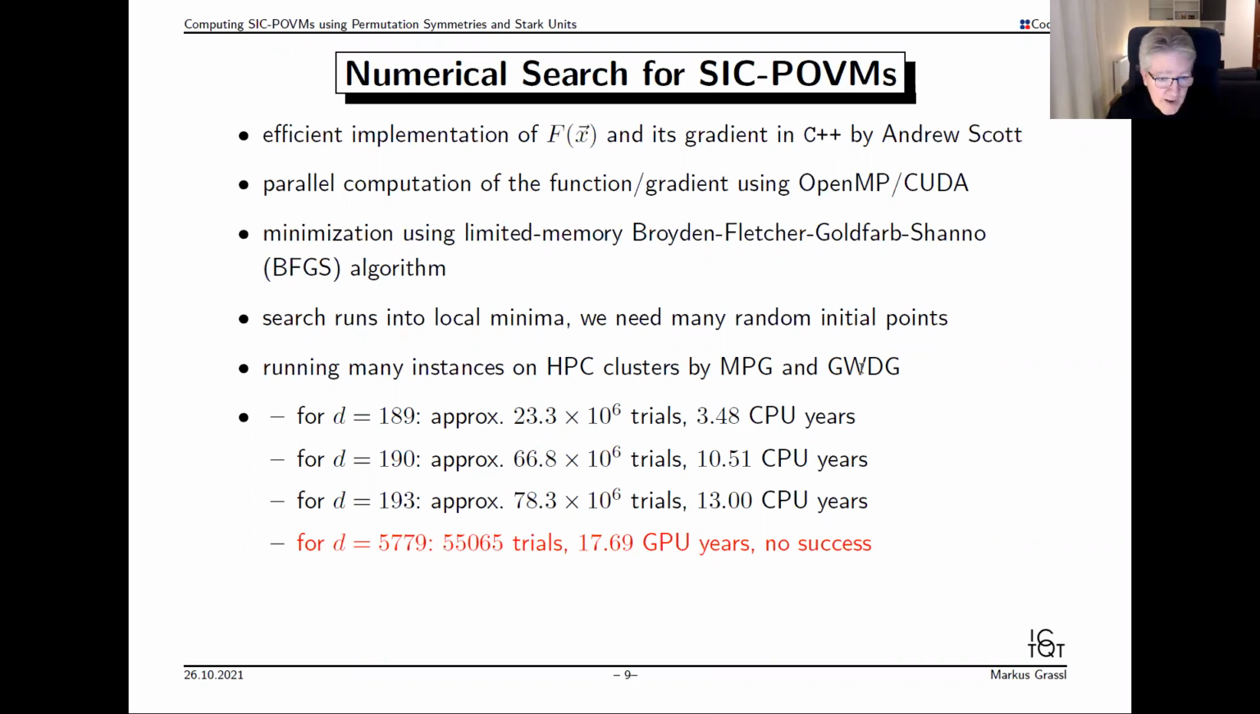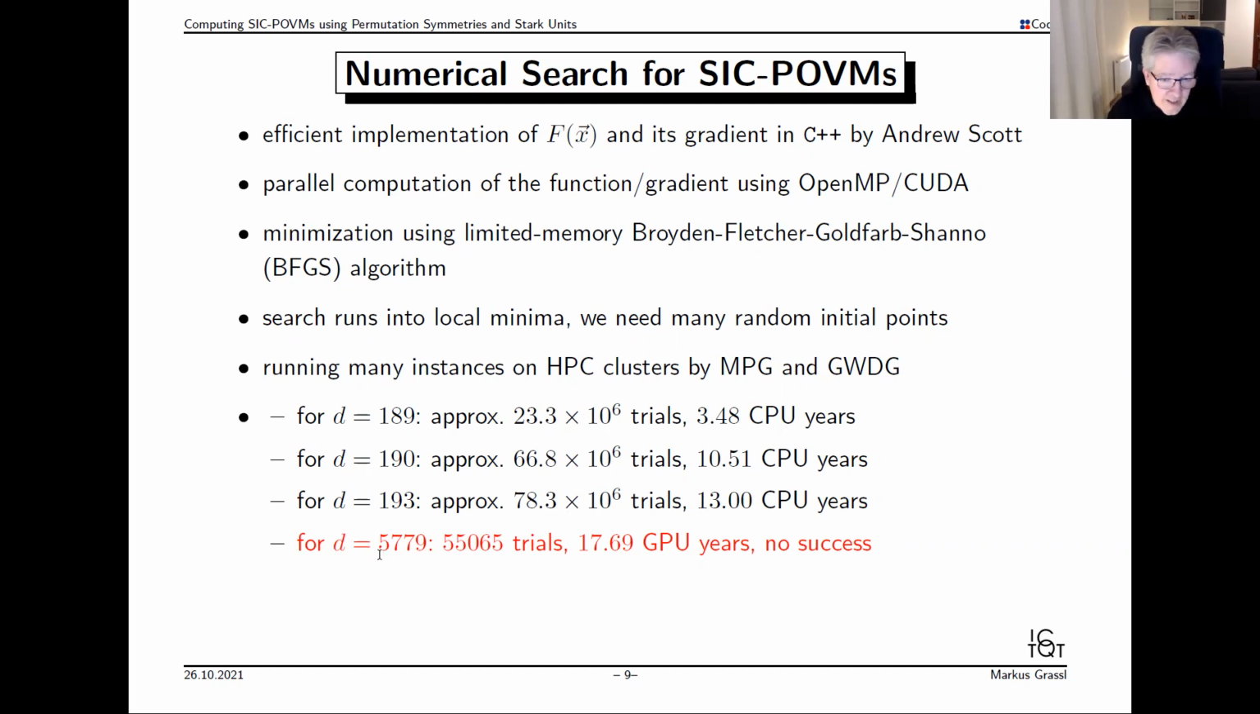And when we look at how many trials we have, we are getting in the order of 10 to even 100 million trials of initial points just to find one global minimum. And that accumulates for the largest dimension we have a solution for, we have 13 CPU years just to find a single solution in 193 dimensions.